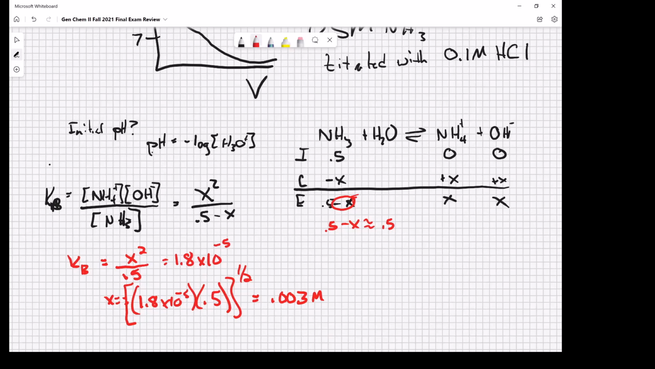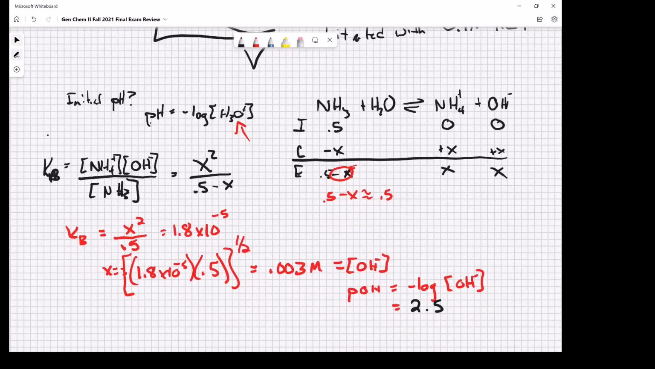That's right. And what concentration do I actually need? Well, I need H3O plus, right? So this is equal to the OH minus concentration. So let's calculate pOH. pOH is going to be minus log of the OH minus concentration. pOH is 2.5.